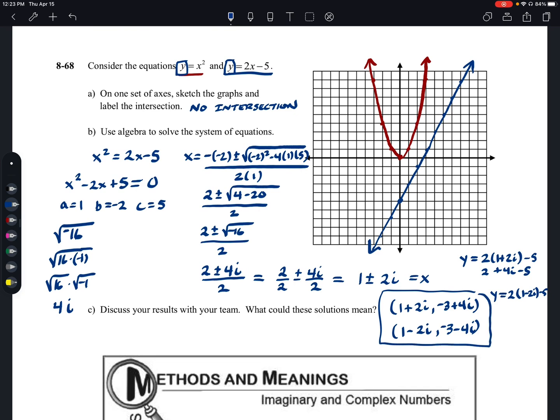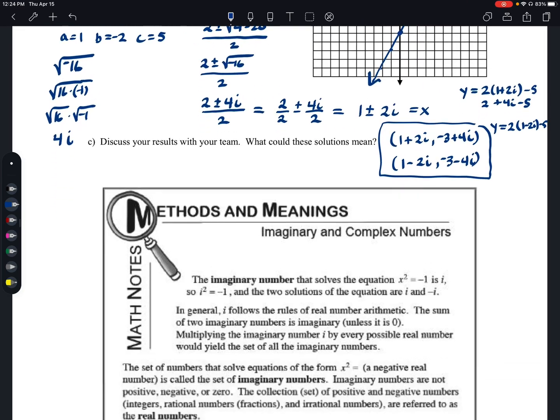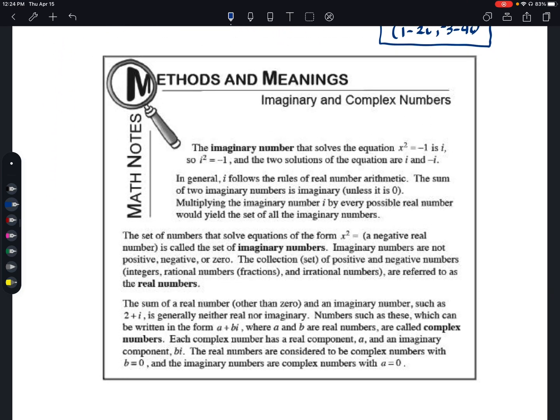So it says discuss your results with your team. What could these solutions mean? Well, think about our imaginary numbers, right? We don't see them intersecting in the real plane, but if it came off the paper, if you watched the video from yesterday, hopefully you kind of see what's actually happening. Since these, if we turn them into 2-dimensional graphs, where we have a real dimension and an imaginary dimension, it would make more sense there. Don't worry, just make sure that you understand how to do the mathematics for right now.